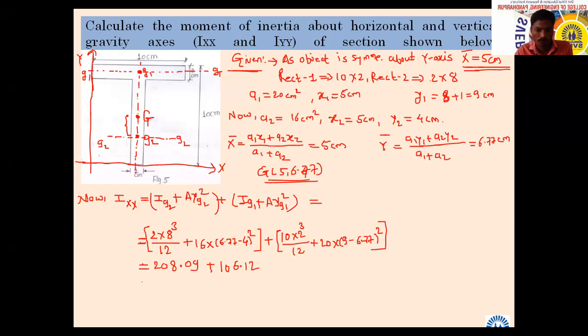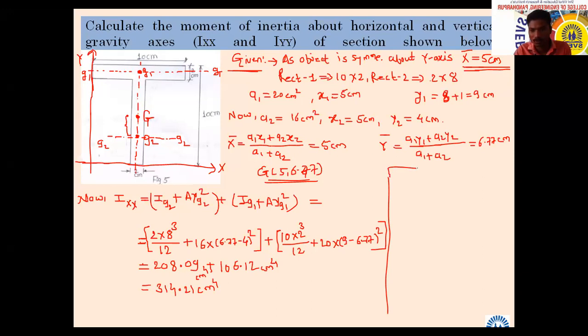And equal to then, addition of both. Just check how much. 314.21. 314.21 centimeter raised to 4. So I have missed the unit here. Centimeter raised to 4. Okay. Any issue? No sir. Very good. So I-XX we have found. Now I-YY.